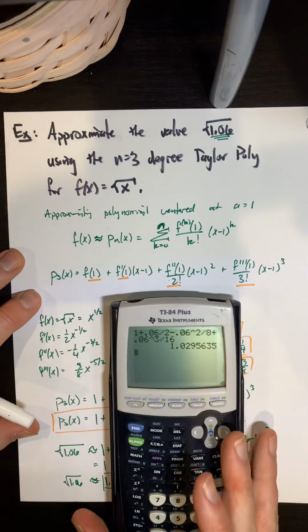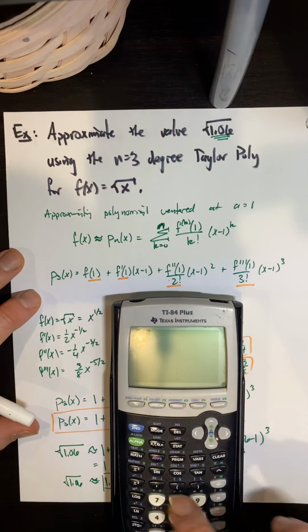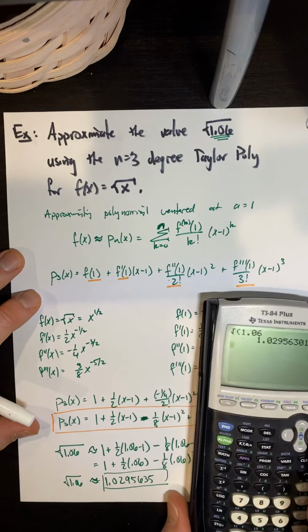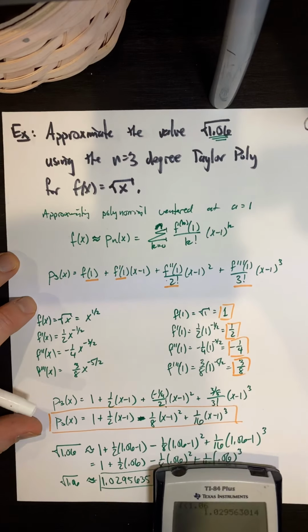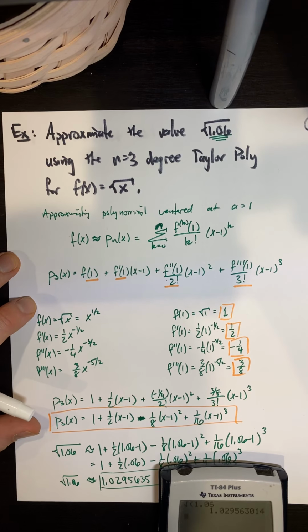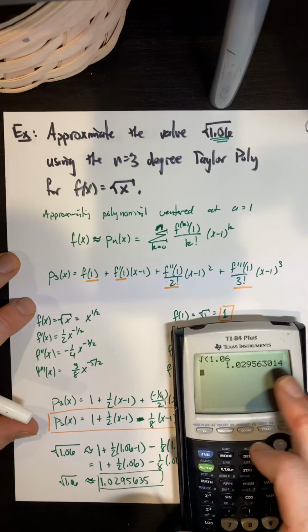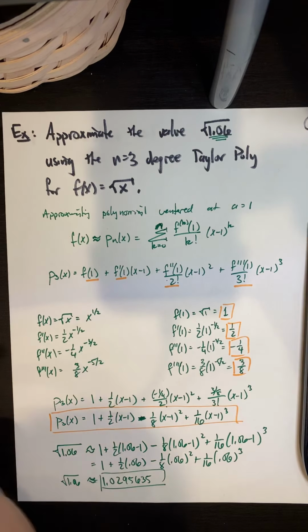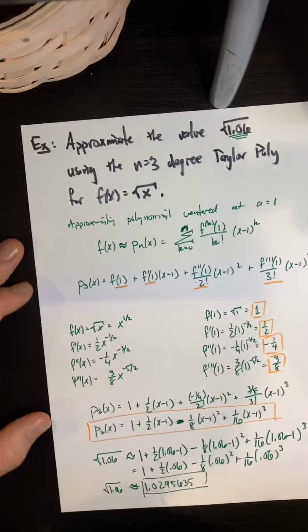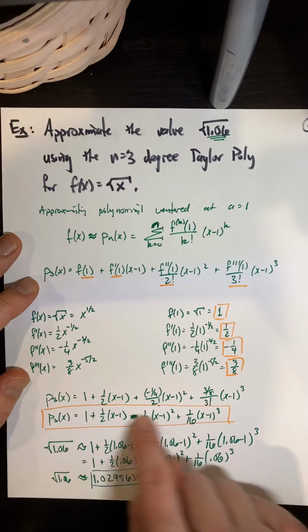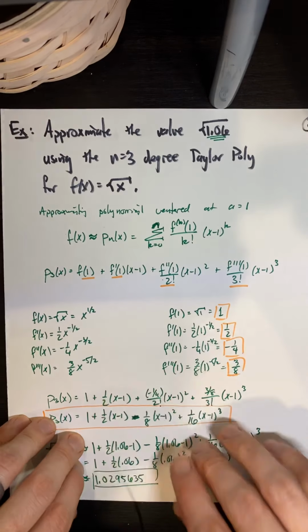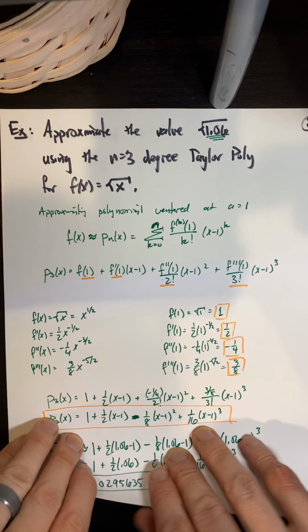So if I plug it actually into the calculator, let's see what I get. 1.02953. So the approximation was 1.0295635. So that last digit way back there was wrong. But hey, it's a pretty good approximation. Okay, the moral of the story here is that this is how you find an nth degree polynomial. You have to continually do these derivatives and plug in the value.